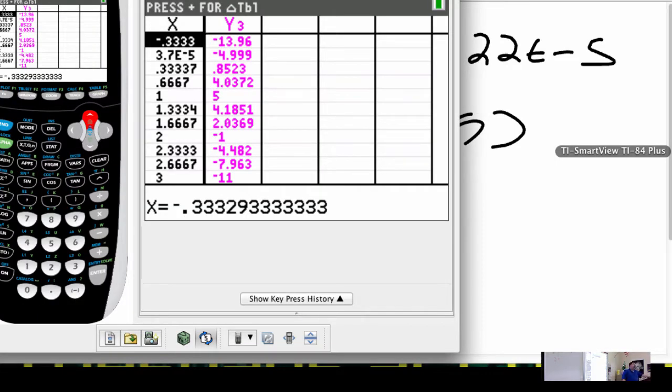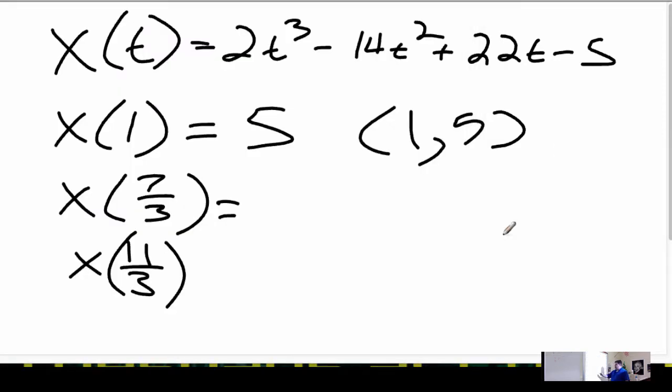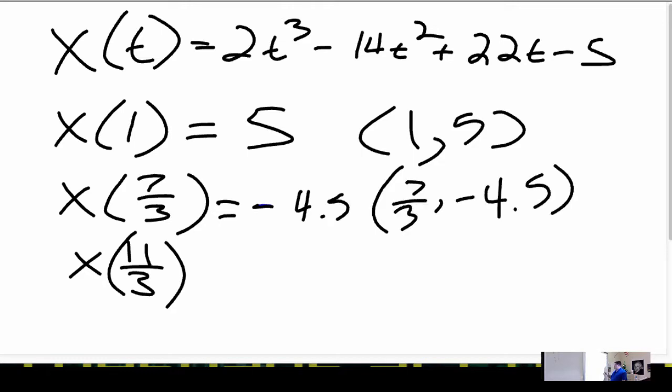So 7/3 is 2 1/3, right? Which would be like negative 4.48. So let's just call it negative 4.5. So let's come in here and we'll say negative 4.5. We're estimating, and you'll see why it doesn't matter. I mean, it's important, but I'm trying to go quickly so you can see how all this stuff connects.